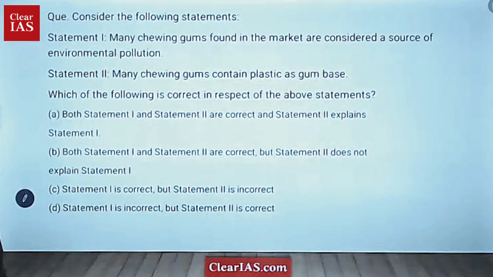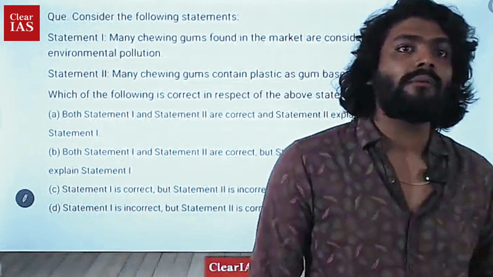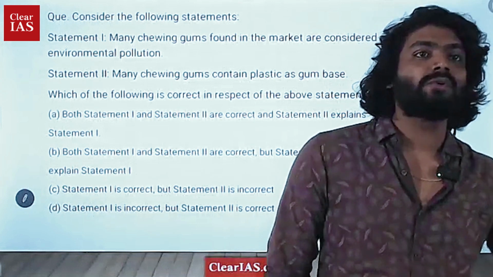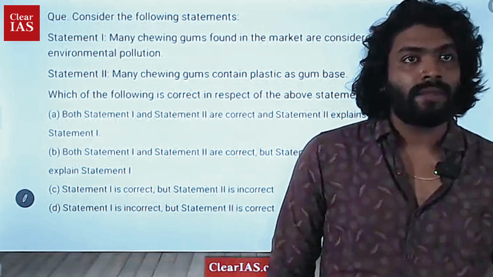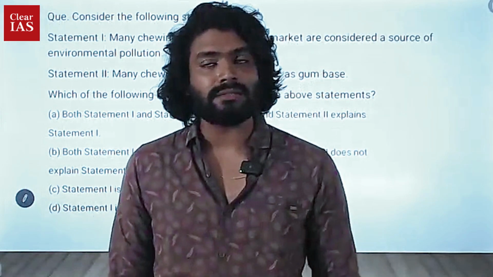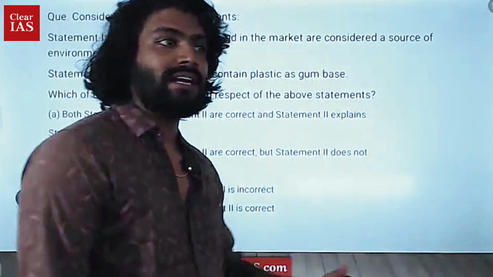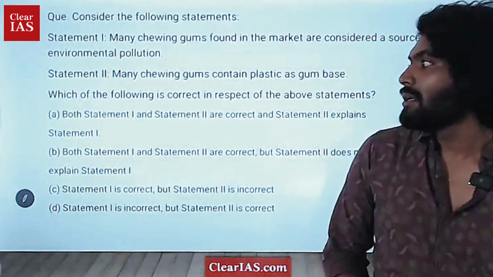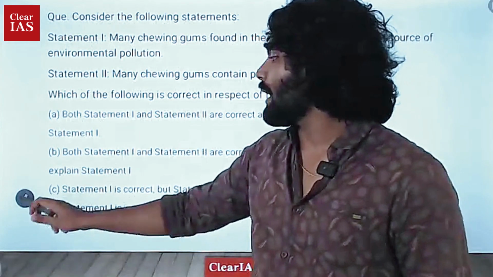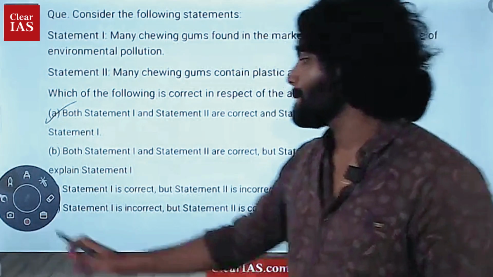Many chewing gums found in the market are considered a source of environmental pollution. That is because chewing gums actually contain some kind of plastic as a base, which is not harmful to humans, but at the same time, it could lead to leaching and entering of harmful chemicals into the environment. Not that chewing gums are purely safe for humans, but it is much safer when it is chewed; when it is thrown out, it could lead to environmental degradation. So the answer is A. Statement 2 correctly explains statement 1.